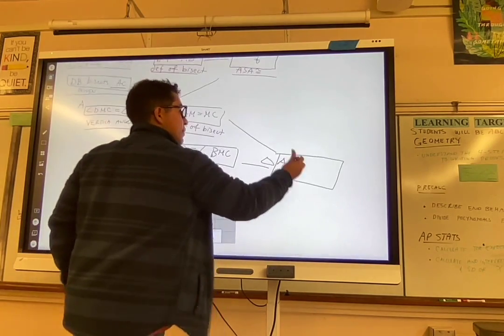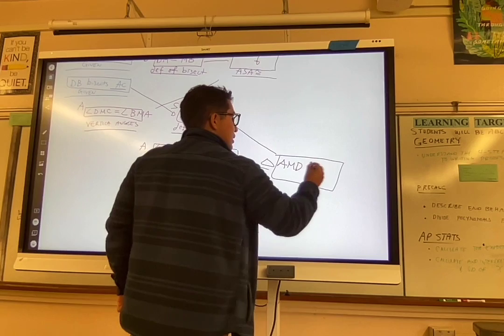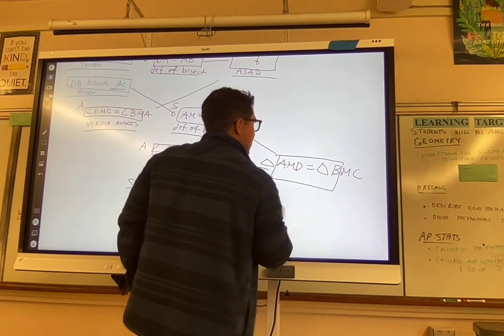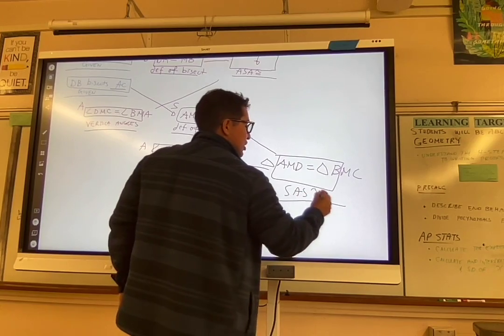AMD equal to triangle BMC. This time it's by SAS congruence, okay?